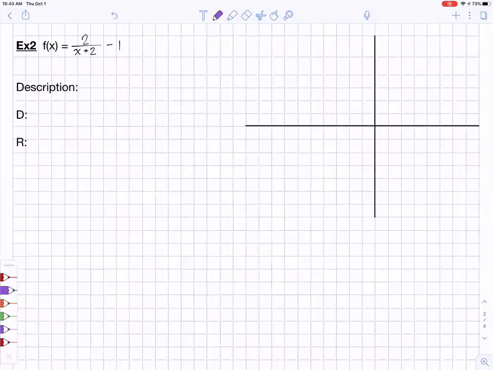So let's rewrite this first of all to be 2 times 1 over x plus 2, minus 1. And the minute you do that, can you see that I didn't change anything? It's the same equation. I just rewrote it so that it's a little easier to see what my parent is. What I want you guys to do is come up with a description using each other. Talk to each other. Come up with a description.